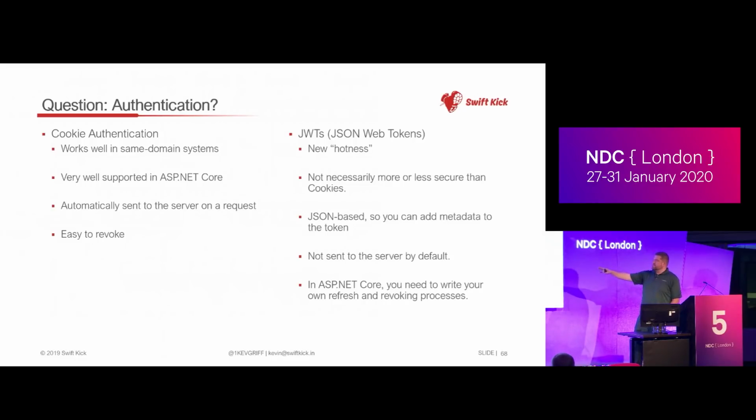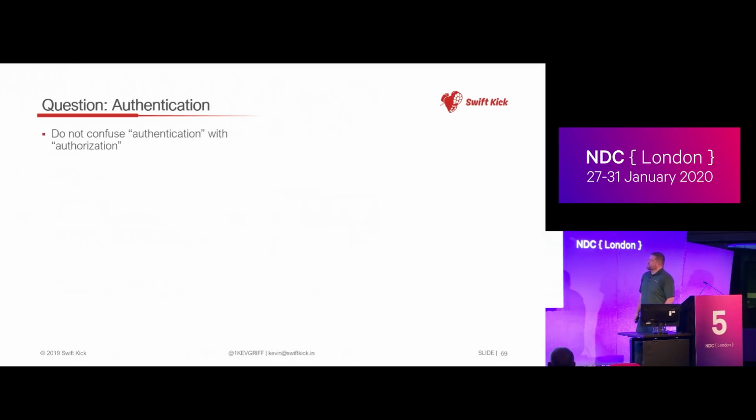A token, like a cookie, has a defined expiration date. Cookies are a little bit easier to renew if you need to refresh them. JWTs are not. You have to write all that logic yourself. Unless they have changed that in ASP.NET Core 3, I don't think they have, because we're using JWTs on one client app right now, and it works really well. But we had to write all of our own refresh and revocation logic. And that's not fun.